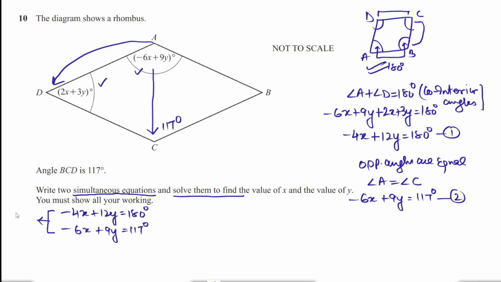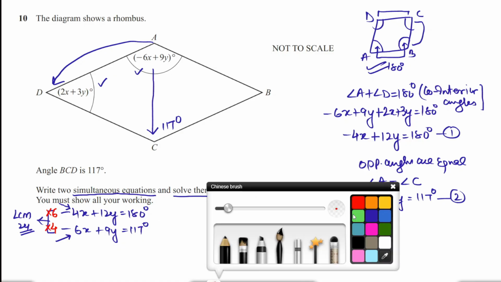6 and 4, the LCM of 4 and 6 is going to be 24. We need to make each of the x coefficients 24. So if you want to make it 24, then what do we need to multiply here? You will multiply it by 6 and you will multiply it by 4. And this 6 and 4 has to be multiplied by all of the terms together in an equation.